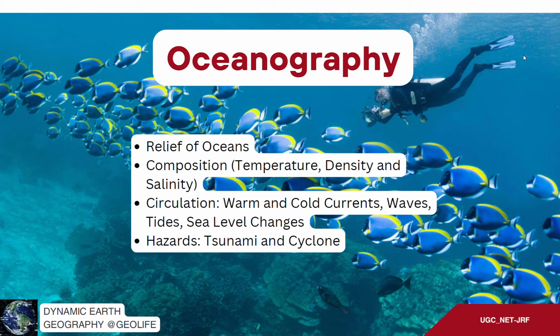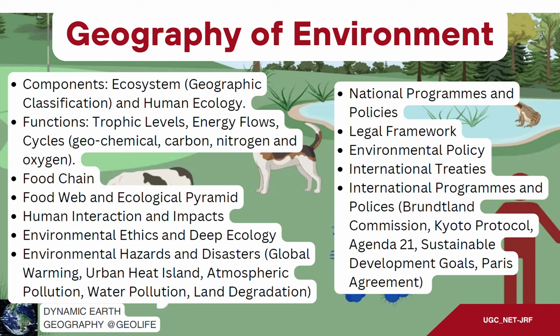Hazards and tsunamis are formed in oceans, so you need to know about these units in oceanography. And then geography of environment is a larger unit, but an easier unit, and you need to know some essential current affairs to clear this unit. The components like ecosystem, geographic classification and human ecology are the terminologies that you need to know in the geography of environment unit.